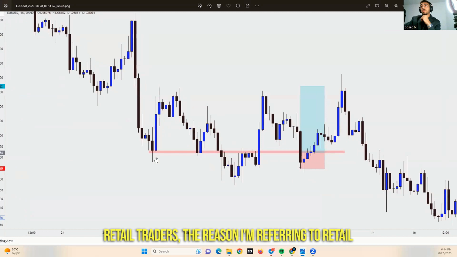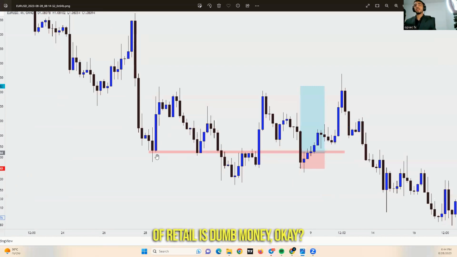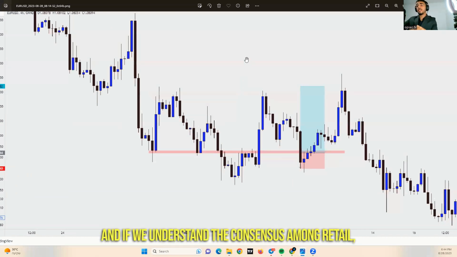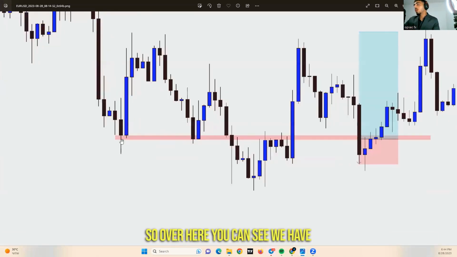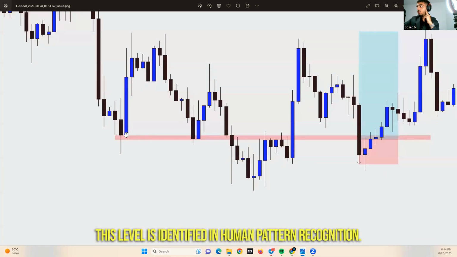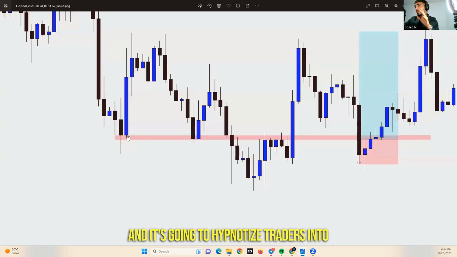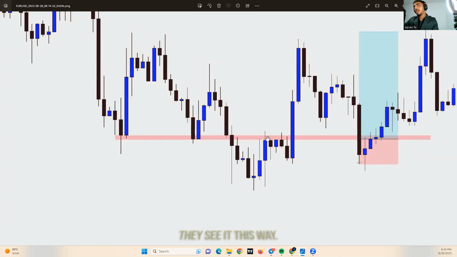Retail traders. The reason I'm referring to retail traders and not dumb money is because most of retail is dumb money. And if we understand the consensus among retail, then we understand the consensus among dumb money. So over here, you can see we have a level that has been respected multiple times. This level is identified in human pattern recognition, and it's going to hypnotize traders into thinking that it will be respected. They will see, okay, price was respected here, respected here, respected here. They see it this way.